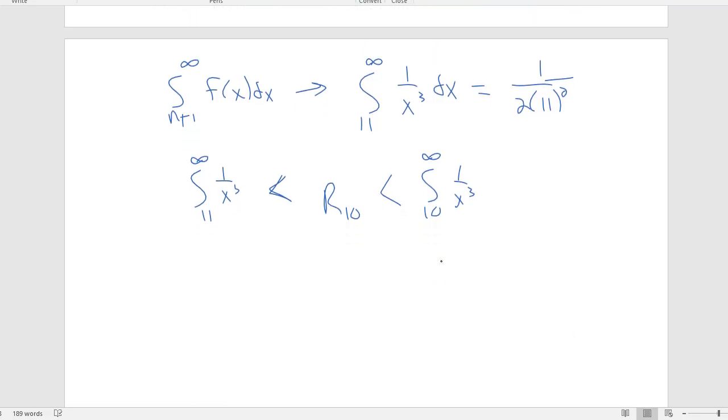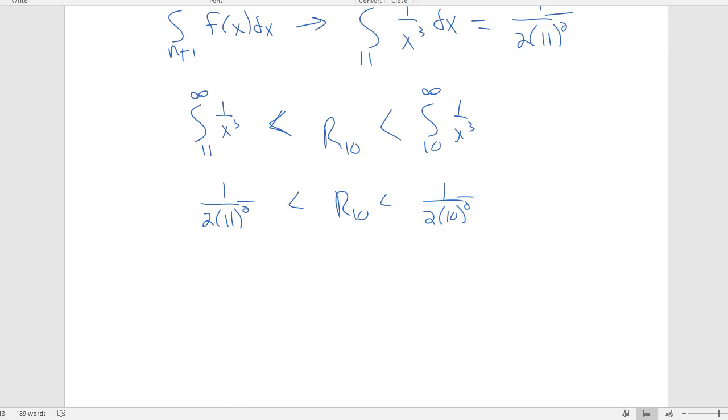So we know that maximal value was 1 over 2 times 10 squared, so 2 times 100. So that remainder is at most that value, and we know it is at least the value of 1 over 2 times 11 squared. Now, what we're really saying is that the actual sum lives within the sum of the first 10 terms plus this maximal error, or within the sum of the first 10 terms and my minimal error.